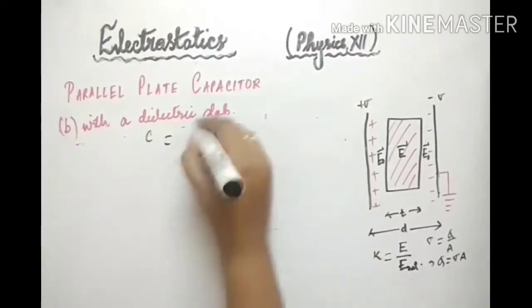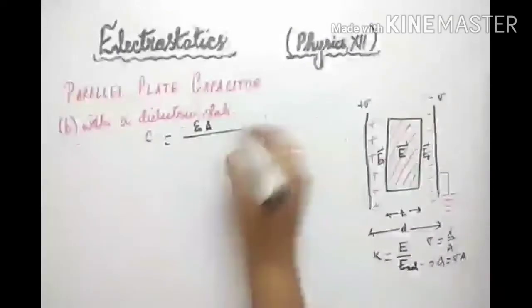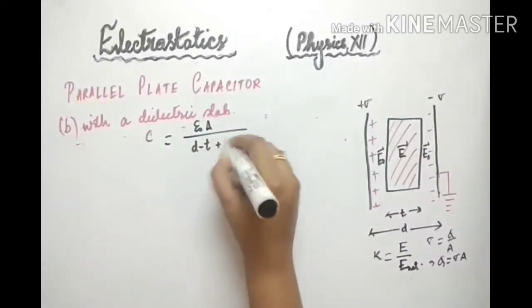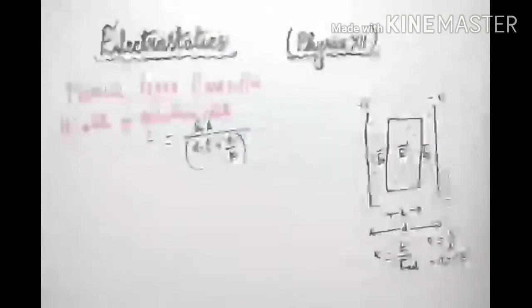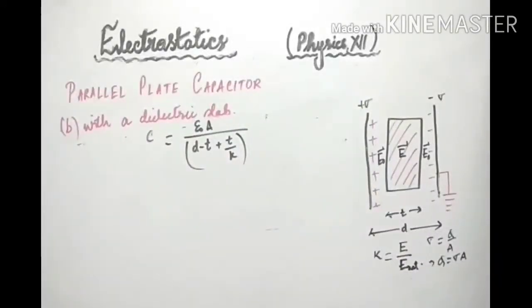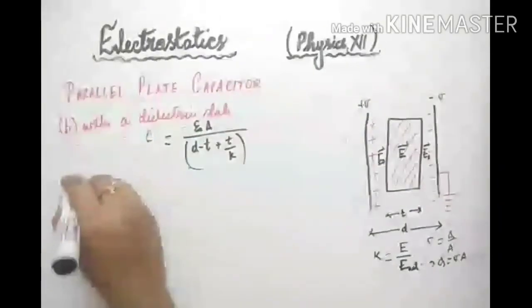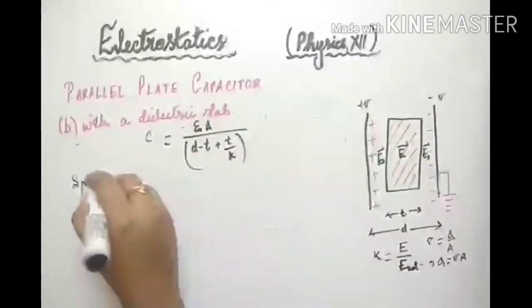So we got C equals epsilon naught A by d minus t plus t by k. This is our formula. Very, very important proof. Very important for your boards. So now, special cases.